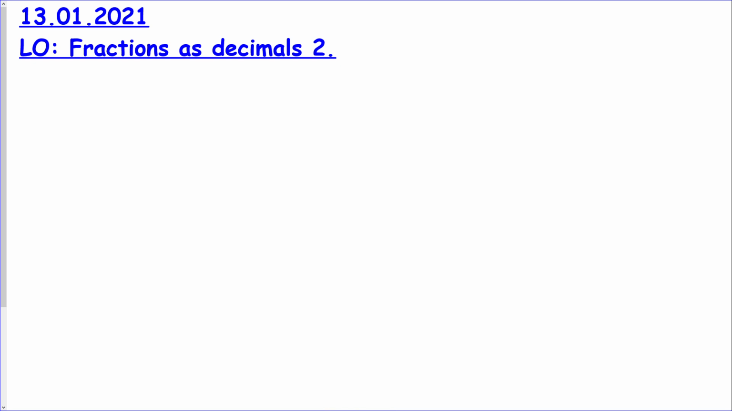Good morning and welcome to our next maths lesson. Okay, today we're going to be looking at representing fractions as decimals once again, just like we did yesterday. We're just going to do a bit more practice on that to make sure it's fully embedded.